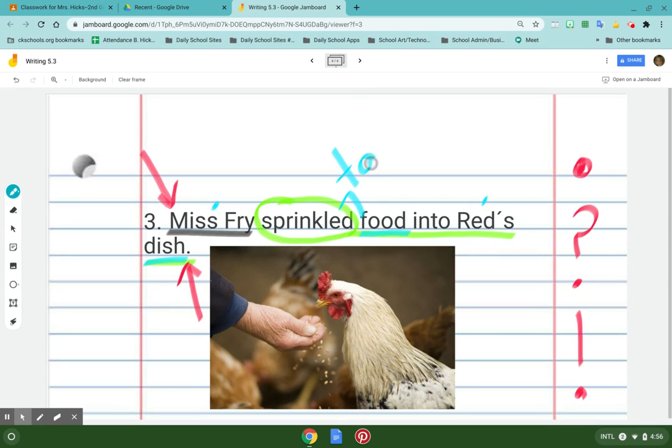Tasty. And then I go right before this one and I go plastic. I'm going to do plastic. Okay, plastic. And then I read it now. Miss Fry sprinkled tasty food into Red's plastic dish. Much better, because now we know that the food is tasty, and we also know that it's not a glass dish, it's a plastic dish.